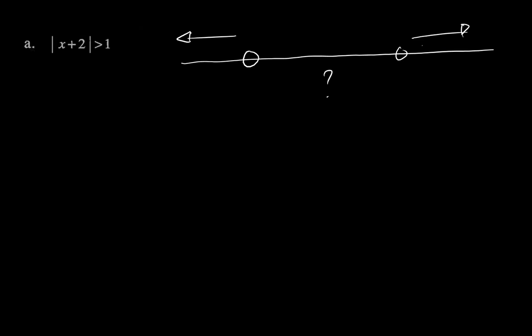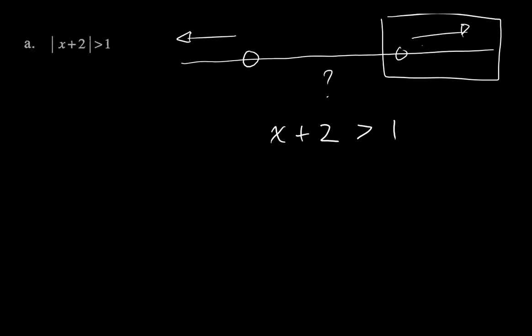I don't have a problem with the positive part, right? That's just x plus 2 has to be greater than 1. That would be this side right here where it's going off above. But on the other side, if I go this direction with that negative 1, then I've got x plus 2 has to be less than negative 1. And that really is the thing right there.